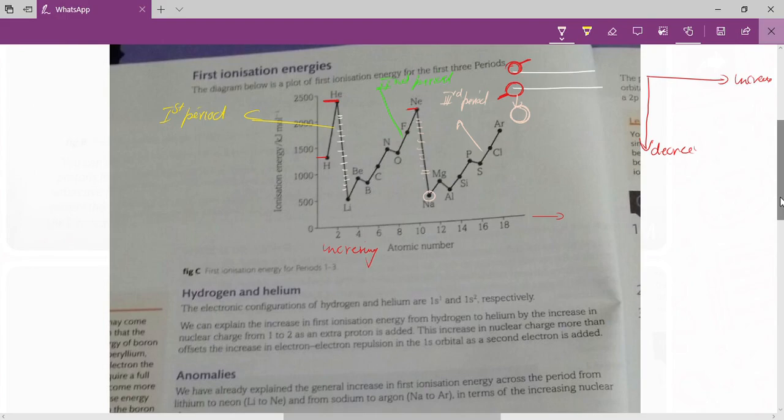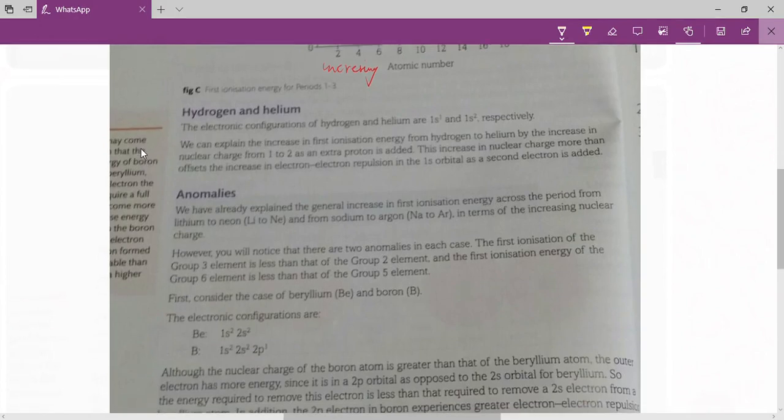So hydrogen and helium: hydrogen has one electron in the outermost shell, so it will be 1H1, and helium will be 1H2. As we move from left to right, hydrogen comes before helium, so the atomic size of helium will be less than hydrogen. So ionization energy will increase in helium, because the nuclear charge is increasing in helium compared to hydrogen. Understand? Yeah, this one I understood.